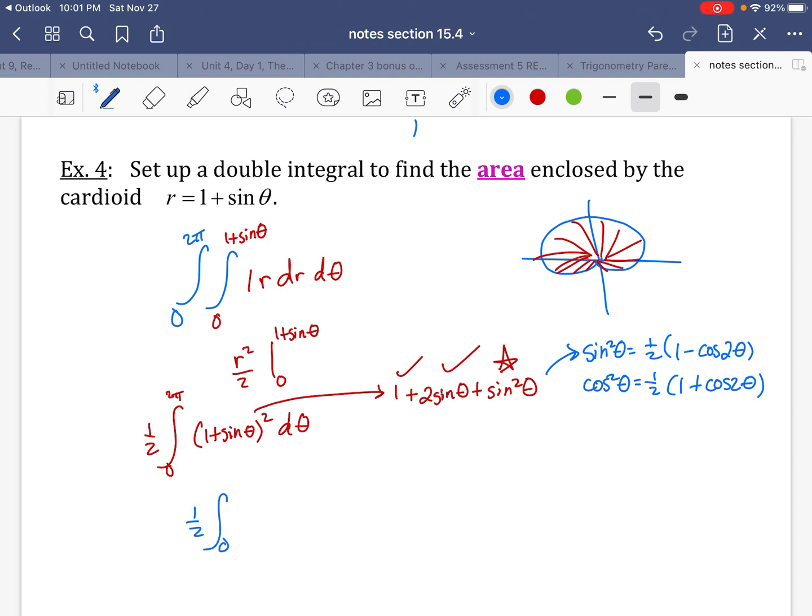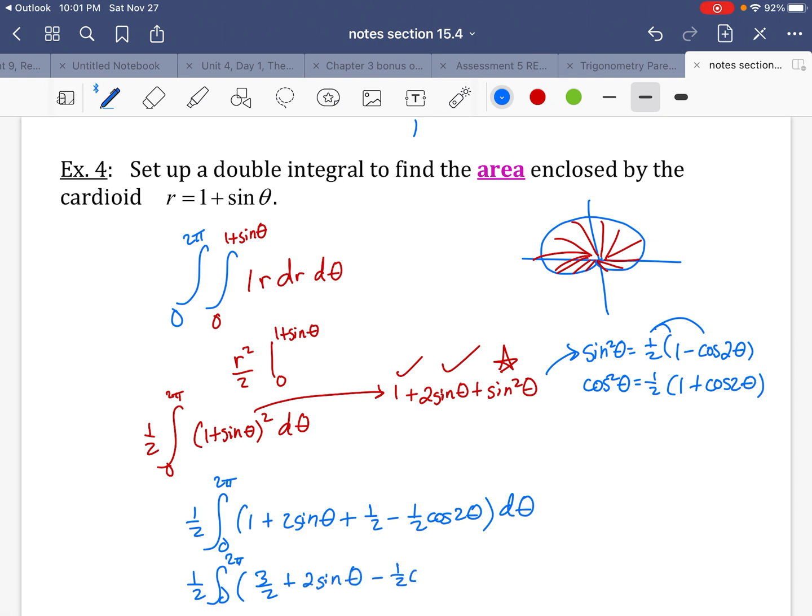So I have 1/2 integral from 0 to 2 pi, and I have 1 plus 2 sine theta plus the sine squared is going to turn into, I'm going to multiply this out, 1/2 minus 1/2 cosine 2 theta. All right, so clean that up a little bit. 1 plus 1/2, that's 3/2, and then plus 2 sine theta minus 1/2 cosine 2 theta.